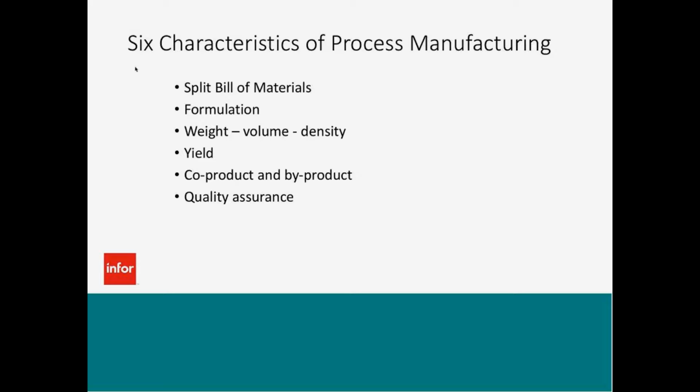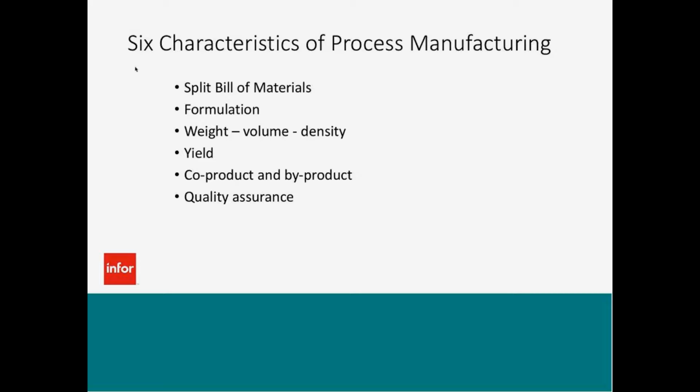But the presentation today is the 6 characteristics. There are 6 characteristics that really separate out generic process manufacturing from discrete manufacturing systems. So let's take a look at them. Split bill of materials. I'm going to talk about split bill of materials in just a second, but it's so structural to making a process or formula-based manufacturing system work that we're going to dedicate an entire slide to it.